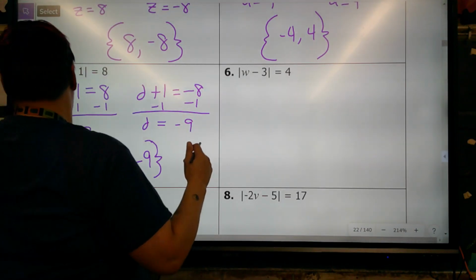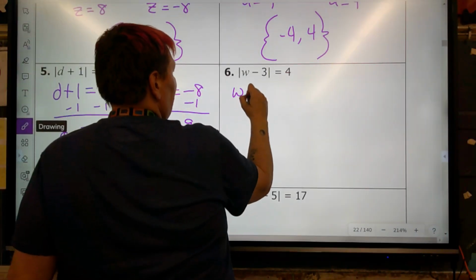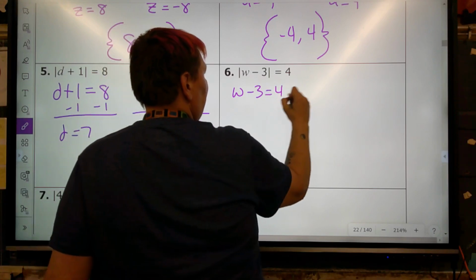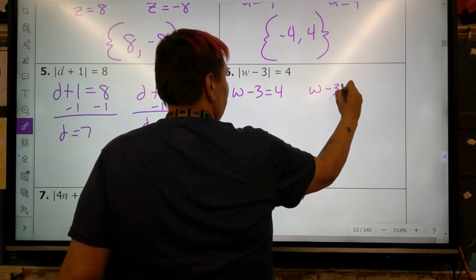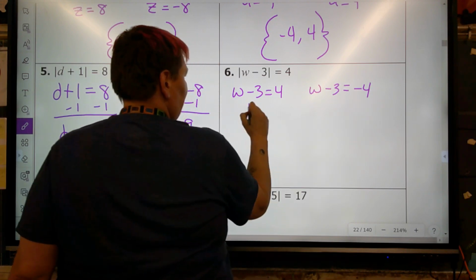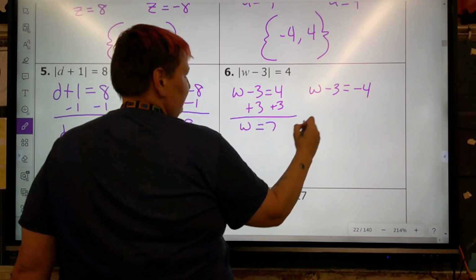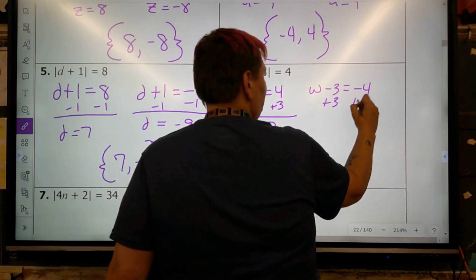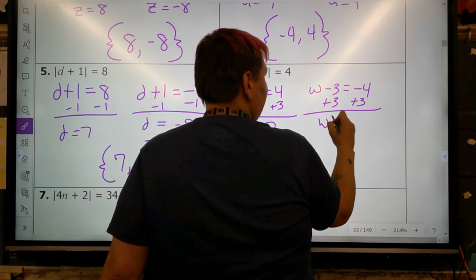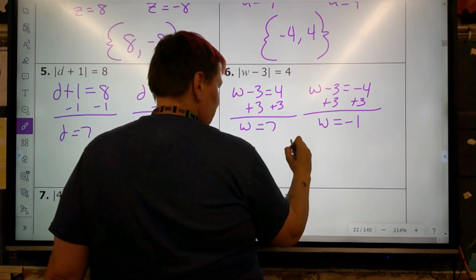All right. W minus 3 is equal to 4. W minus 3 is equal to negative 4. Add 3. Inverse property. W could be 7. Or W could be negative 1.